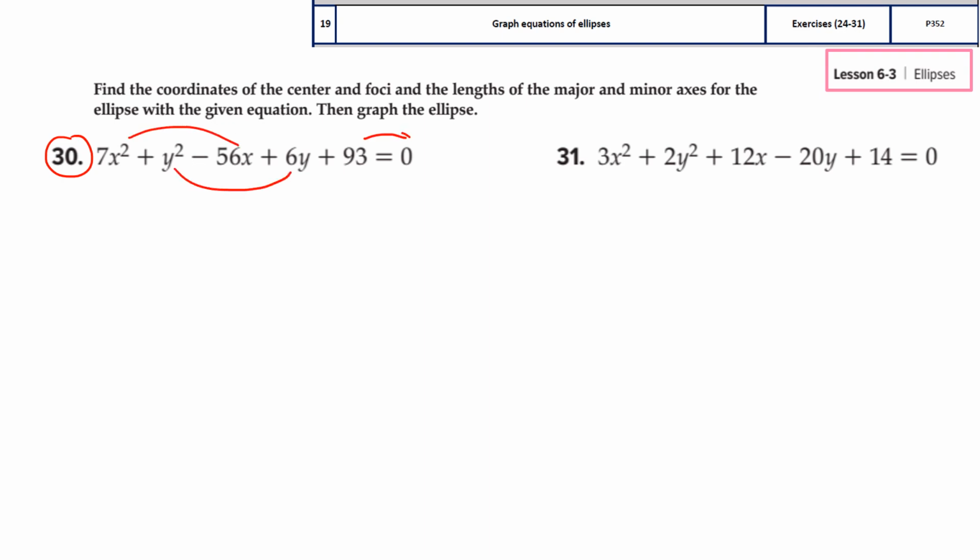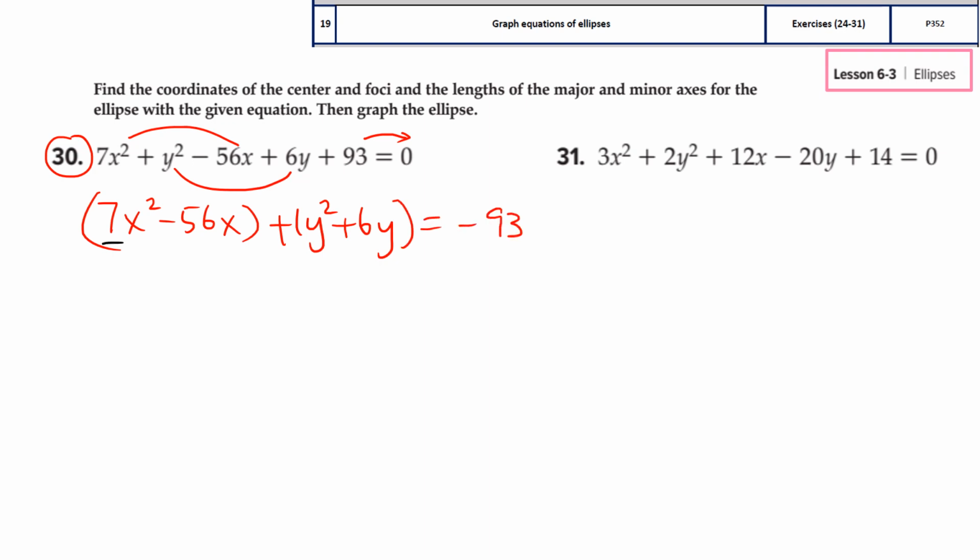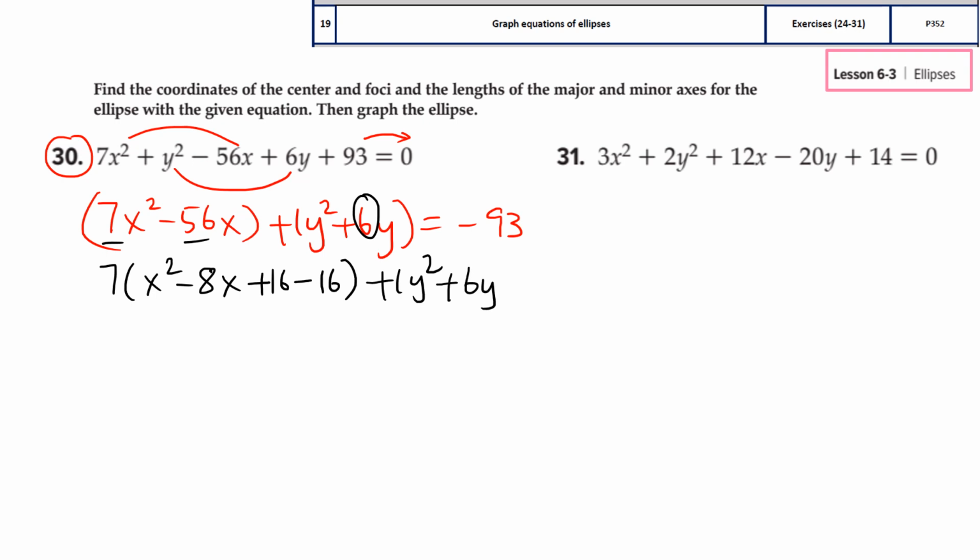So combine the terms 7x square with minus 56x together, y square with 6y together, and 93 on the other side. So now I take 7 outside common, x square minus 8x. So definitely your b is minus 8, your b divided by 2 is minus 4, and its square is 16. So now I add and subtract 16. Similarly here b is 6, so b divided by 2 is 3 and its square is 9. So I add 9, subtract 9.